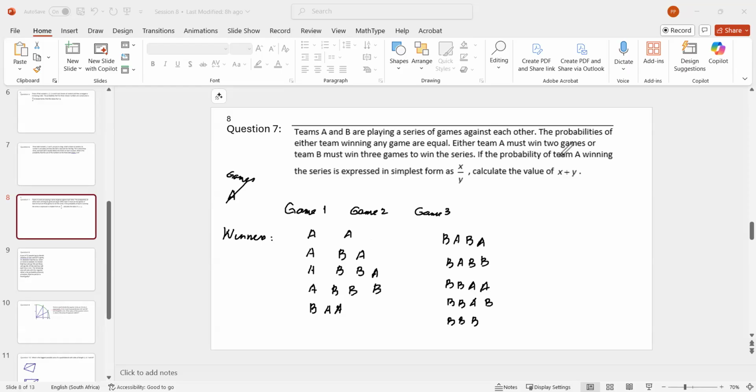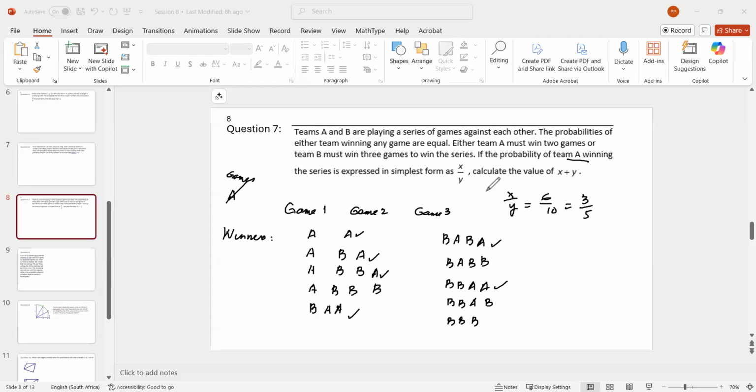What is the probability of team A winning the series? So here A wins, here A also wins, not here. A wins here, but there are 2 A's, 2 A's, 2 A's, and in all the other cases, you got 3 B's. So there are 6 times out of 10. The probability is therefore 6 over 10. Probability of A winning the series is expressed in simplest form as 6 over, but this is not the simplest form. It has to be 3 over 5.